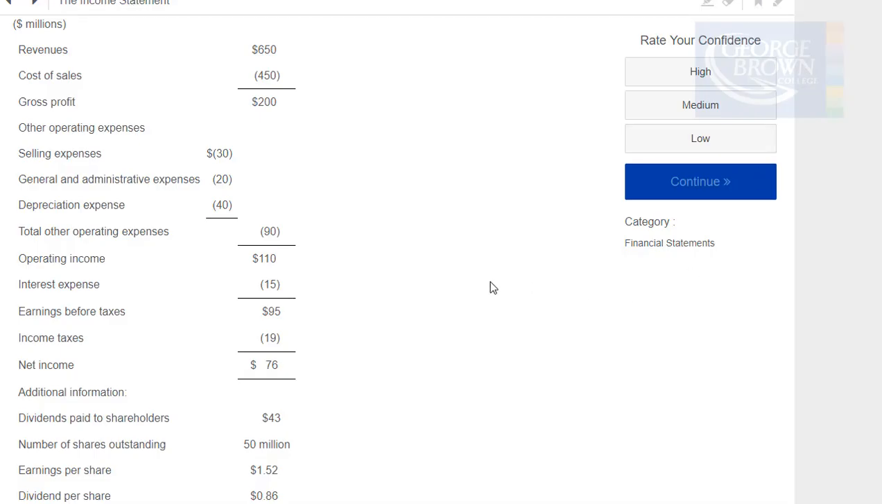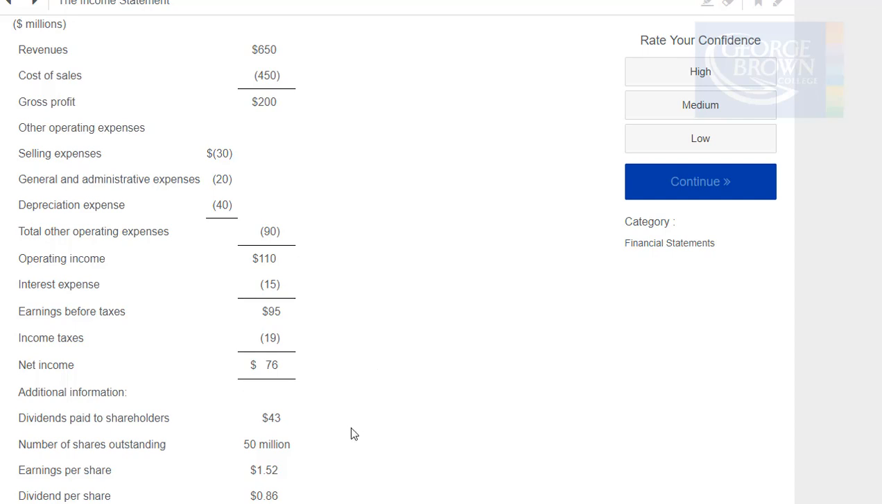Those are our operating expenses. So again, I'm in the ebook here. Just very quickly, we can see for ABC Company, revenue 650 million, cost of sales 450, gross profit 200, and we can see these other operating expenses: selling expense, general and admin, and that depreciation expense. Total other operating expenses 90. So we have an operating income EBIT of 110, earnings before interest and tax, interest expense 15. So earnings before tax 95, income tax 19. So we have net income of 76 million.